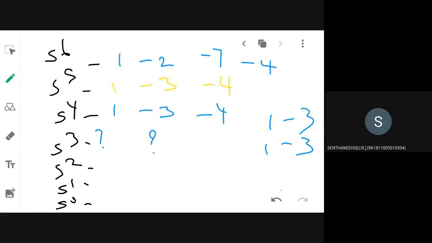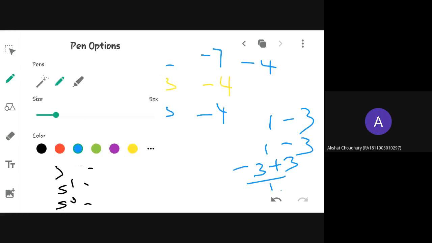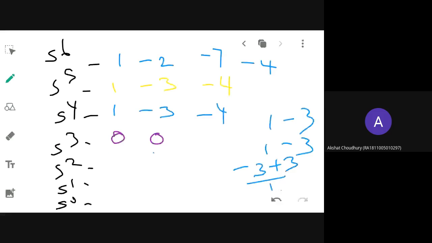It's easy. What will you get if you are solving the s to the power 5 and s to the power 4 rows? Ma'am, S4 is 1 minus 3 minus 4. S3 is 4 minus 9 minus 8. This will be -3 plus 3 divided by 1. How will you get 4 minus 3 and all? 0, 0, 0. Yes, it will be 0. Okay, zeros. 0, 0, you will get it.